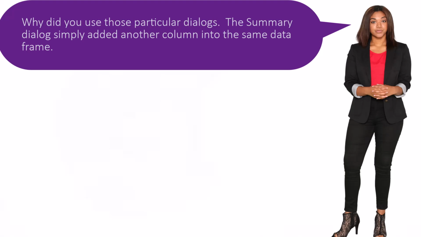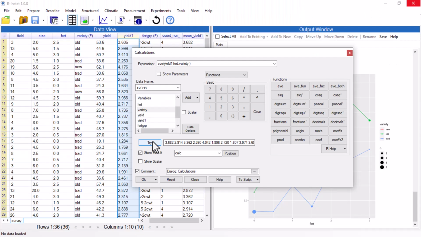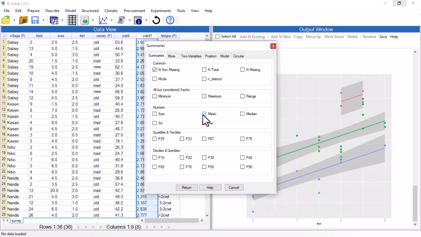The summary dialog simply added another column into the same data frame. I thought that's what the calculator was for. Could I use that instead? You are right. There are often different ways of doing the same thing, so just choose the one you prefer. I'm a calculator lover, but the way above is maybe a bit simpler.